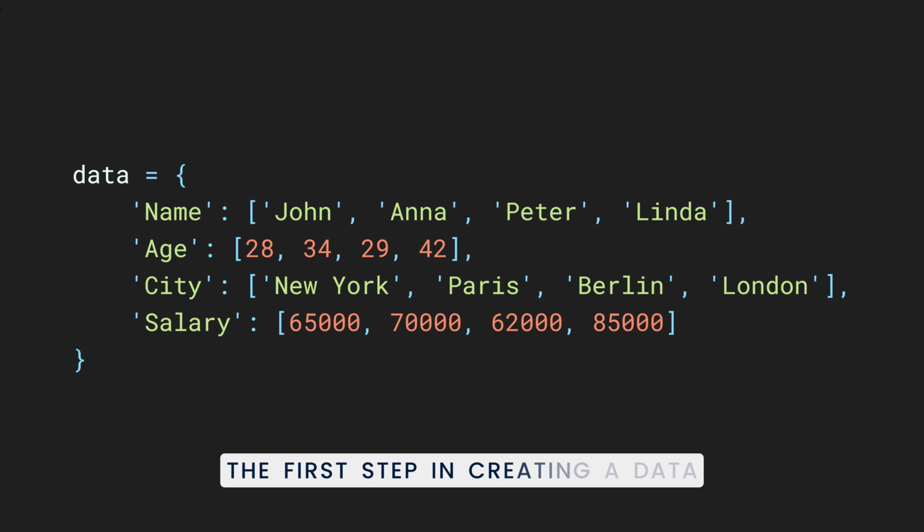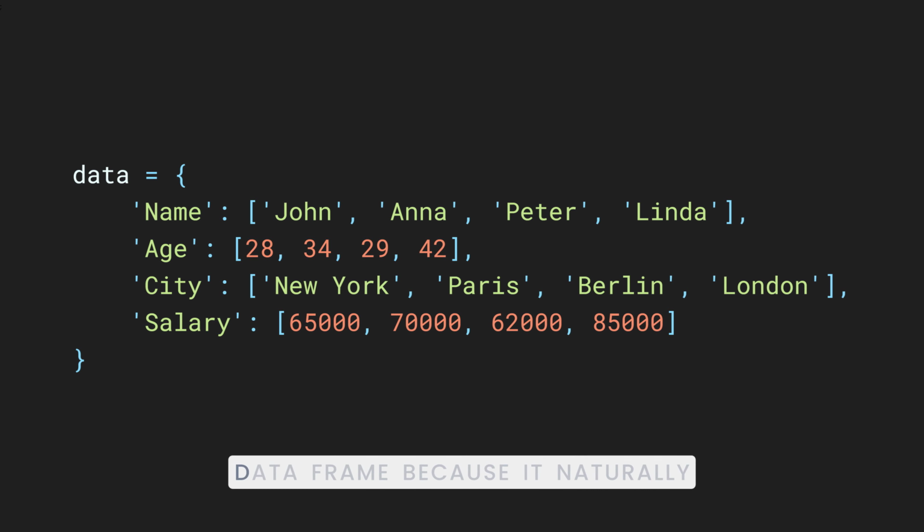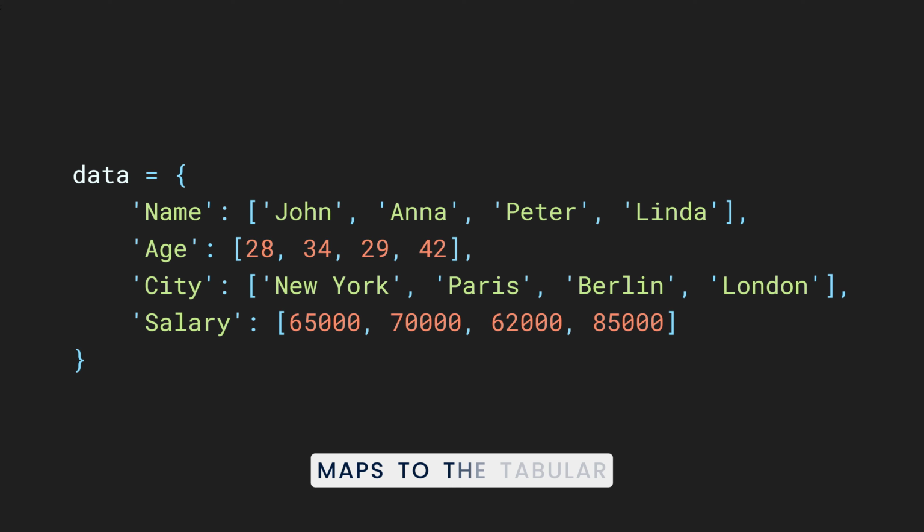The first step in creating a data frame is preparing the data. Here, we're using a Python dictionary where each key represents a column name and each value is a list containing the data for that column. This dictionary structure is perfect for converting to a data frame because it naturally maps to the tabular format we want. All the lists must be the same length since each list item will become a cell in a row. This approach is especially useful when you have data already organized in Python data structures, or when creating sample data for testing and demonstrations.